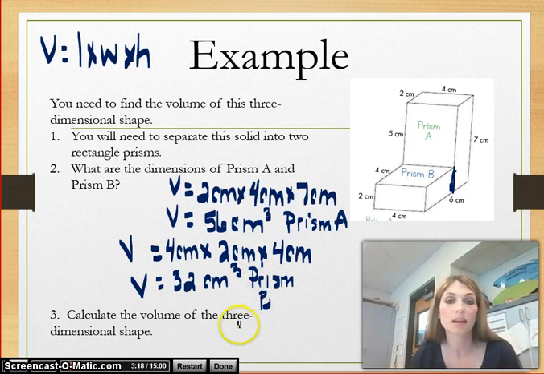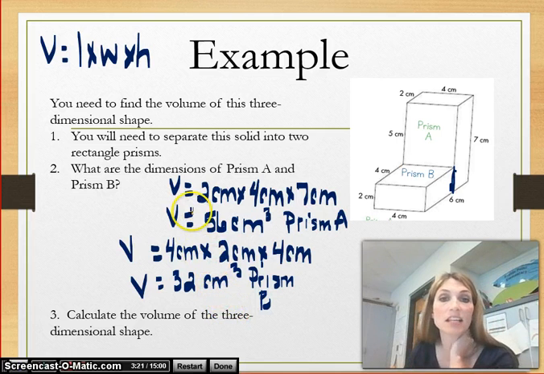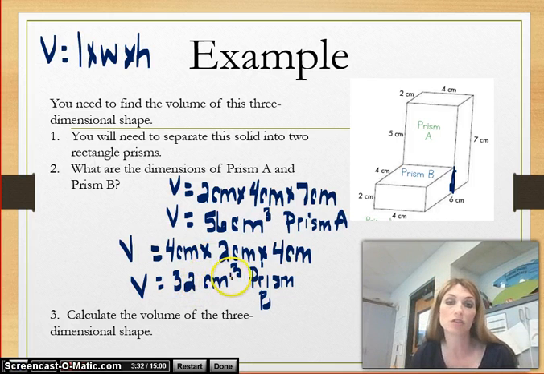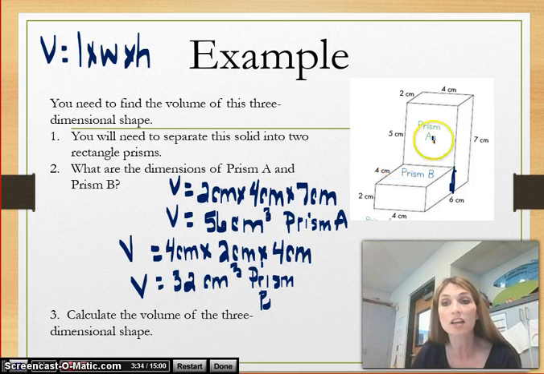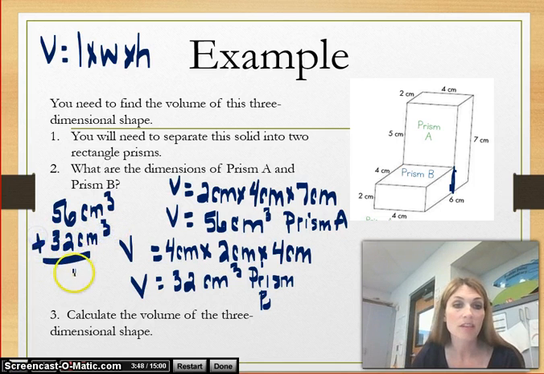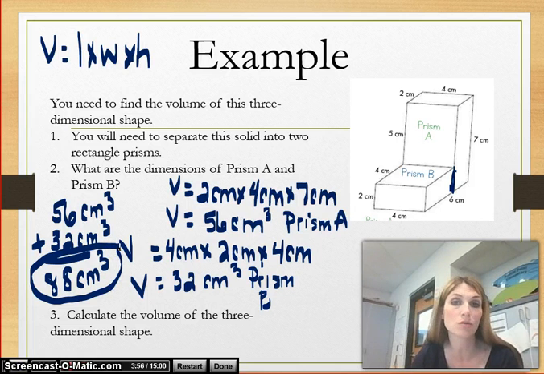Okay, I'm not quite done though because I need to find the volume for this entire shape. I've broken it down into prism A and prism B, so now I'm going to need to add together 56 centimeters cubed plus 32 centimeters cubed to get my final volume of the entire shape that's comprised of prism A and prism B. So we'll have 56 centimeters cubed plus 32 centimeters cubed. I'm going to add those, and so that's going to give us 88 centimeters cubed as our final answer and the answer to our example.